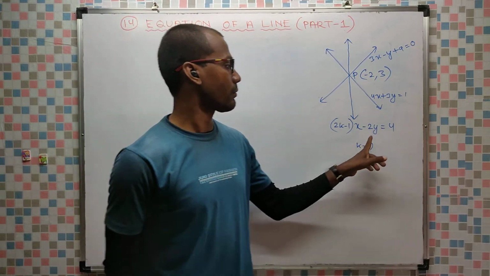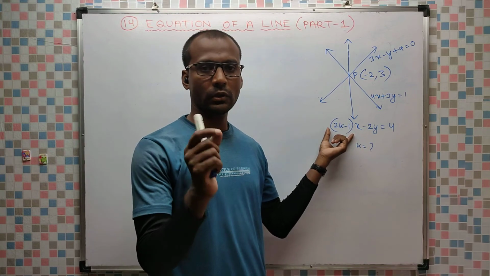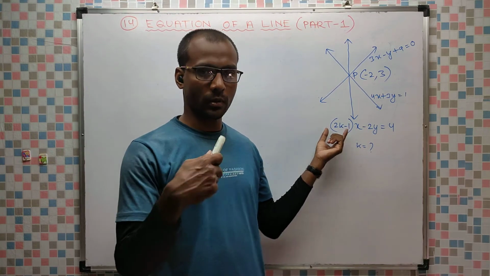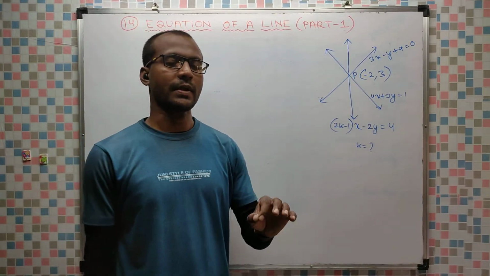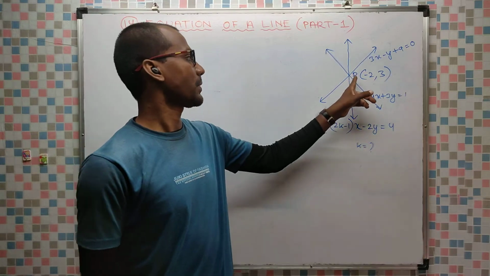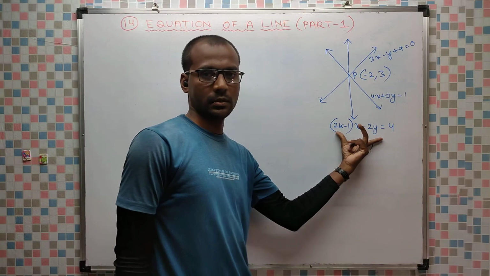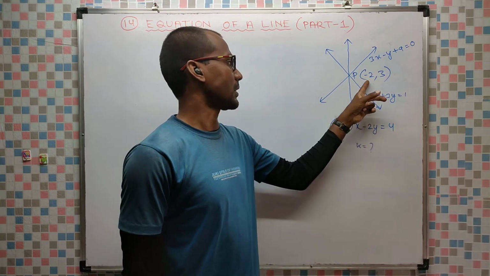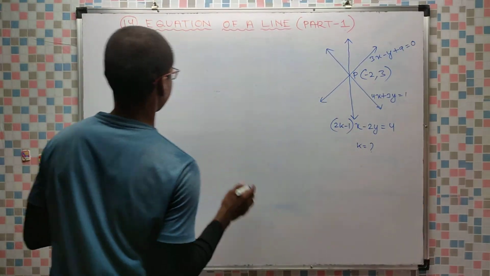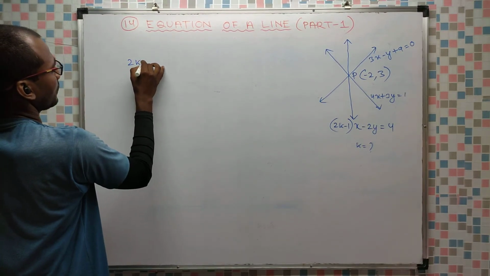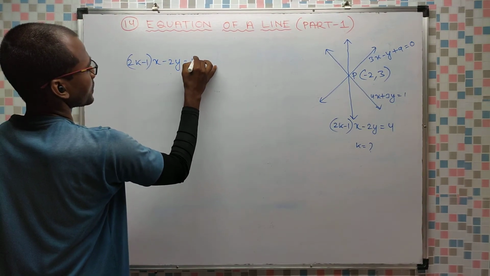You can see the coefficient of y is given, minus 2. But the coefficient of x is not known to us, simply 2k minus 1. What is the value of k? We don't know, that we have to find here. Now again use the concept: every point on the line satisfies the equation. The point P whose coordinates are minus 2, 3 lies on this line whose equation is this. So definitely the coordinates of point P will satisfy this equation. So put the coordinates of point P in this equation, (2k minus 1) whole into x minus 2y is equal to 4.